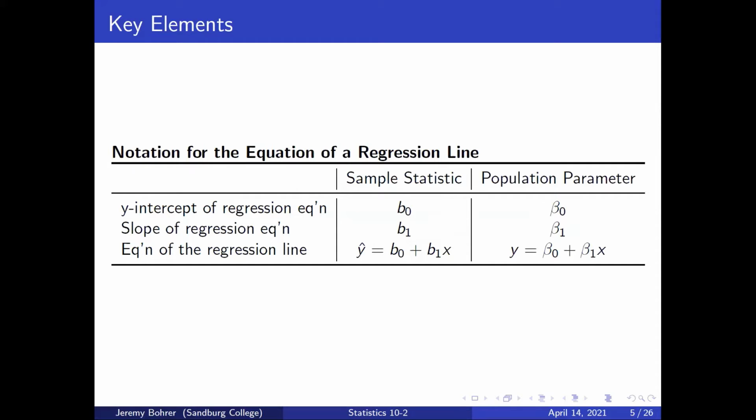Notation for the equation of a regression line. The y-intercept of the regression equation has sample statistic b naught and population parameter beta naught. The slope of the regression equation has statistic b1 and population parameter beta 1. The equation of the regression line is y hat equals b naught plus b1x for the statistic, and y equals beta naught plus beta 1x for the parameter.